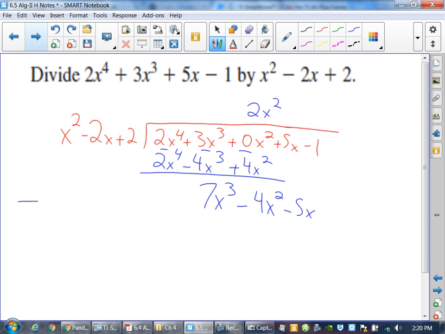And then I start over again. Yes, ma'am. Sorry, I didn't catch that. Thank you. I might have just missed it. This is another one of those things you have to be careful with your signs. Okay. How do you turn an x squared into a 7x cubed? 7x.